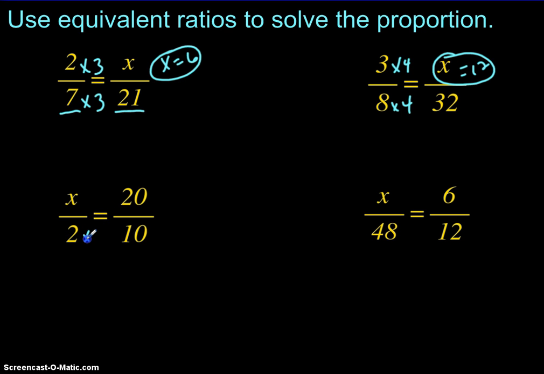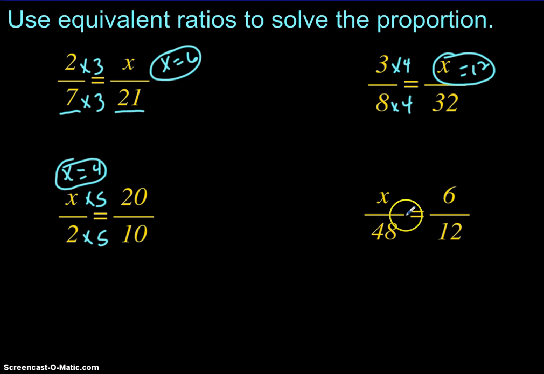2 goes into 10 5 times, right? So x times 5 must equal 20. Well, what does x have to be? Well, x has to be 4. Okay, going the other direction, I would say 10 divided by 5 is 2, so 20 divided by 5 is 4.